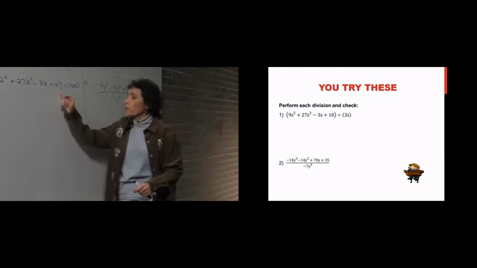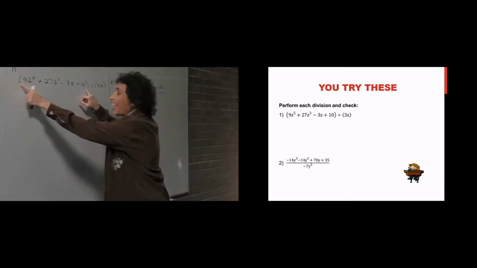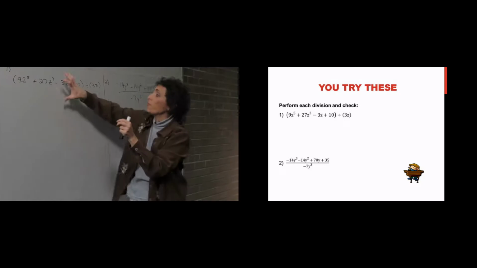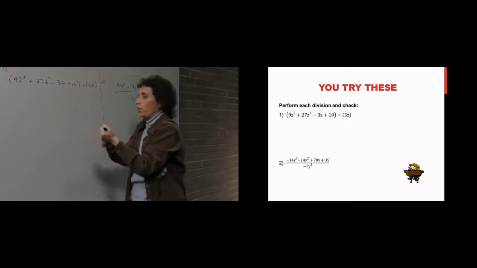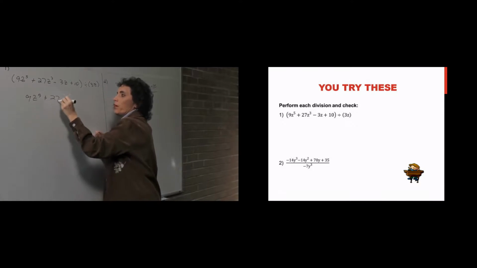Okay, let's first talk about these sets of parentheses. The bottom line is I absolutely need this whole thing and this whole thing in parentheses to know that I'm dividing this whole thing by this whole thing, all right? Otherwise, the problem changes without these parentheses. So here we go.